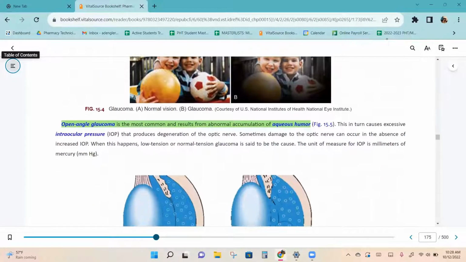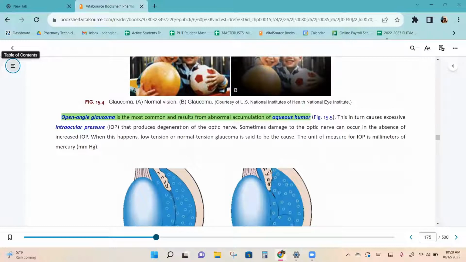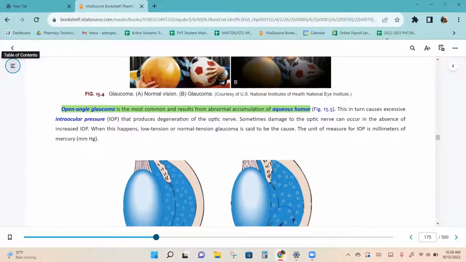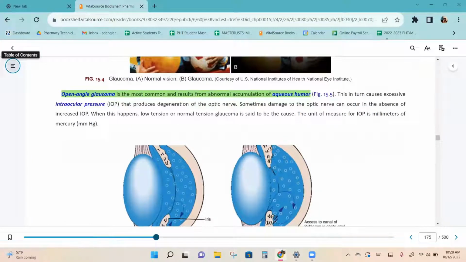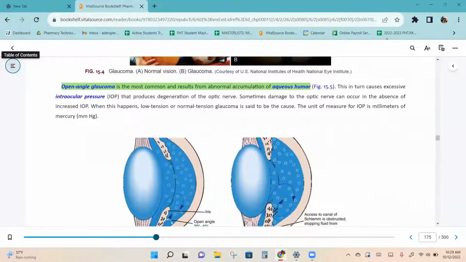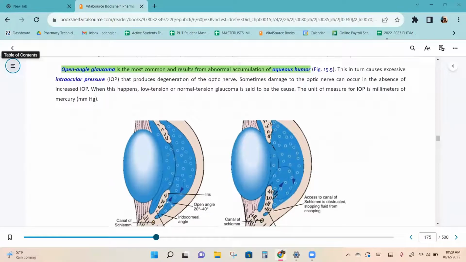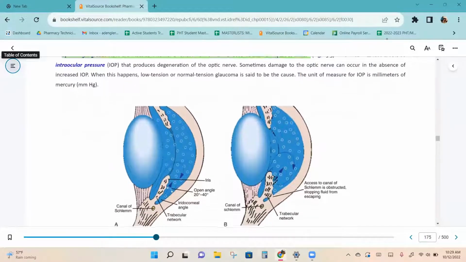Open angle glaucoma is the most common and results from abnormal accumulation of aqueous humor. This in turn causes excessive intraocular pressure, which we abbreviate as IOP, that produces degeneration of the optic nerve. Sometimes damage to the optic nerve can occur in the absence of increased IOP. When this happens, low tension or normal tension glaucoma is said to be the cause. The unit of measure for IOP is millimeters of mercury, which you'll see as mmHg.